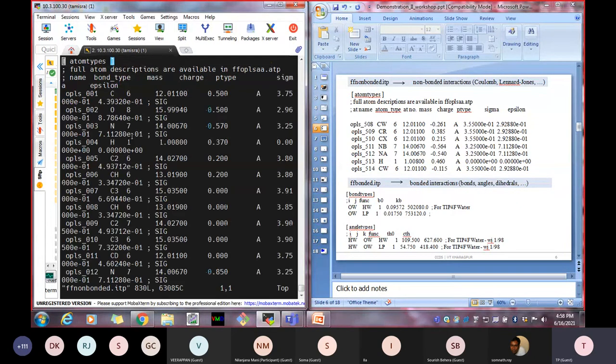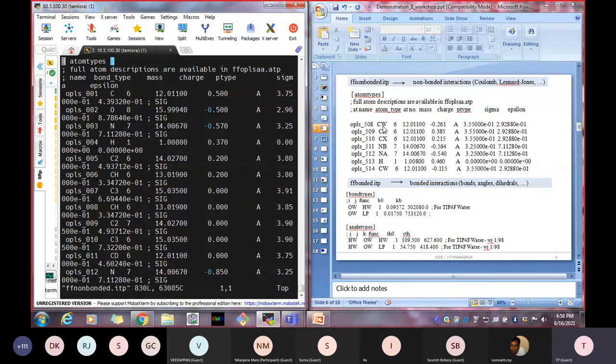So mainly in the force field dot ITP, this is for the non-bonded parameters. We mainly find here the atom name. Since it is under OPLS, you will be getting the atom names as OPLS underscore, with different atom names from 1 to 500 and something, and so on.